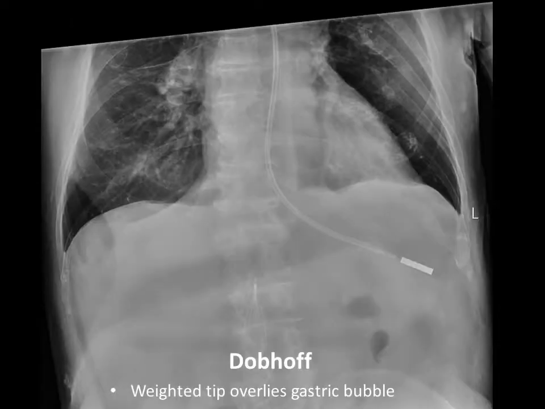The other GI tube here, the Dobhoff, looks a little different. It's a little thicker in appearance, and it also has that heavy weighted tip that's radio opaque. But again, very similar in your approach. You just want to make sure that the tube overlies the stomach or the approximate location of the stomach if you can't visualize it, ensuring that it's not in the lungs.